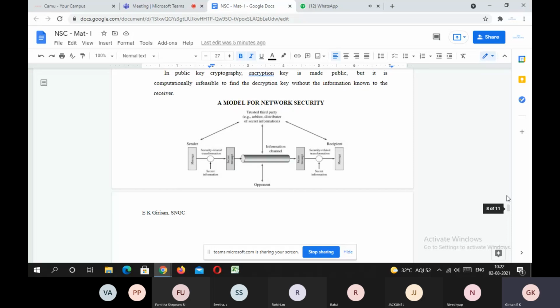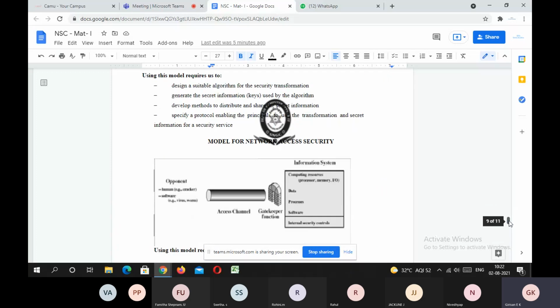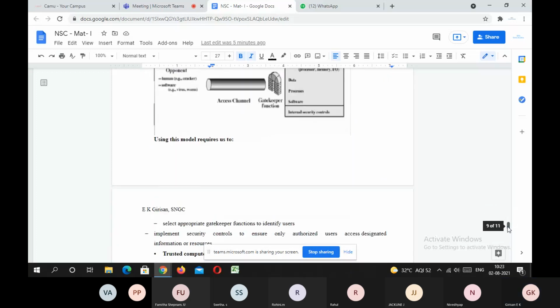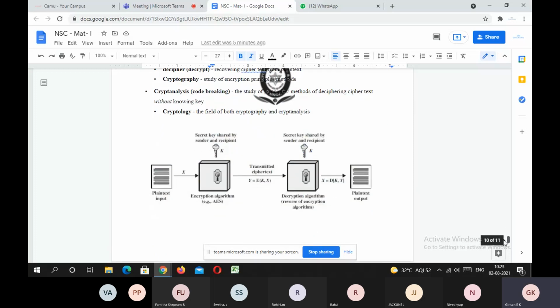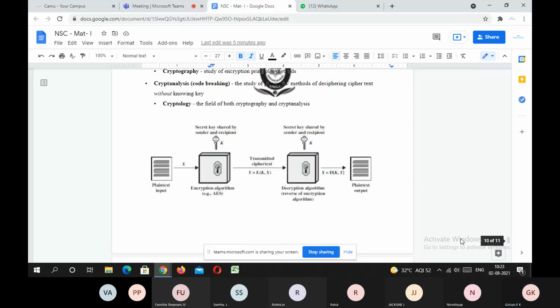The key acts as a uniqueness. The key will be the uniqueness to determine the services of security. To enable the security services, the key is the most important factor. If the same key which is used by the sender is also used by the receiver, then we call it a symmetric key algorithm.